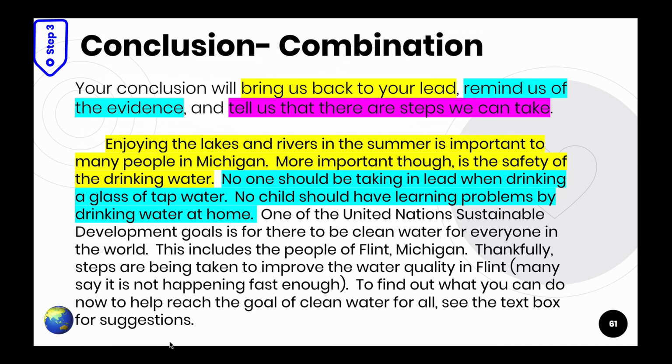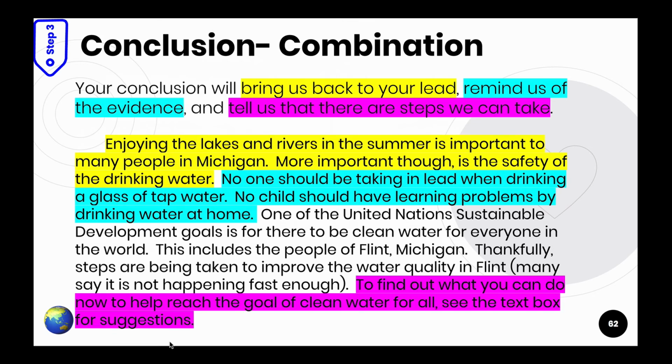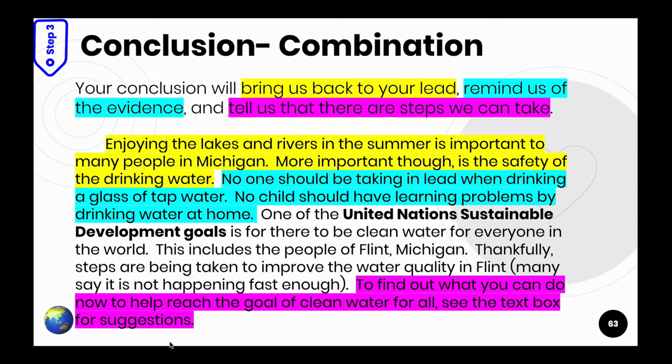So, I reminded us of the evidence. My evidence was talking about taking in lead when drinking the water and the learning problems. Then, the final part, I mentioned that you can look at the text box for suggestions. One other thing I did here is I threw in something about the United Nations Sustainable Development Goals. If you took your problem from that list of Sustainable Development Goals, mention it here. It sounds really good. So you can do that.